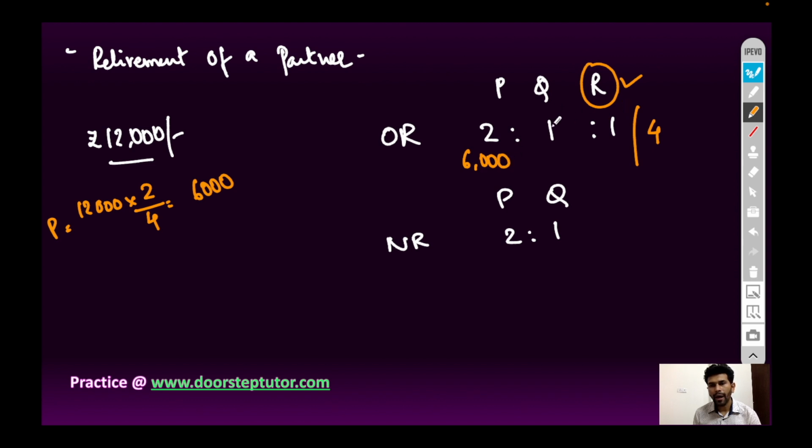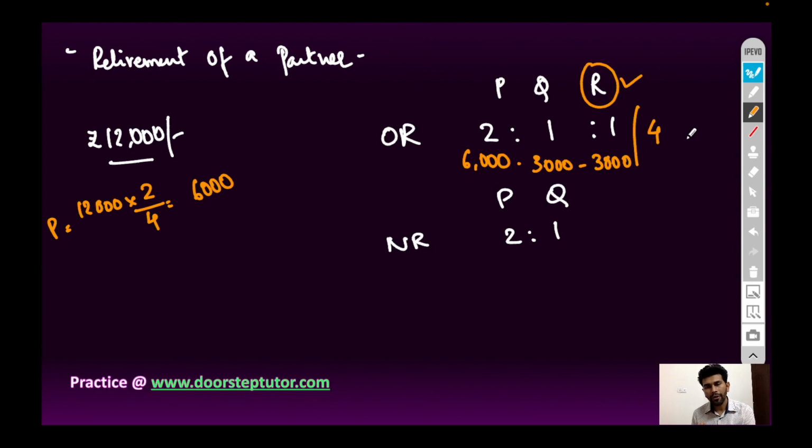Q and R are getting half of the profit of Mr. P. So 3,000 rupees for Q and R. 12,000 rupees was distributed among PQR in the share of 6,000, 3,000, 3,000.